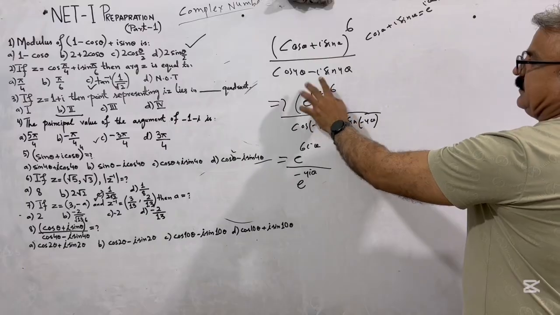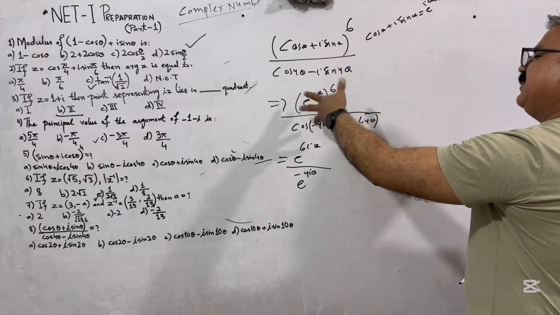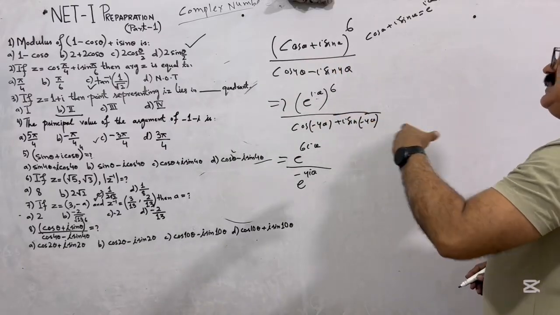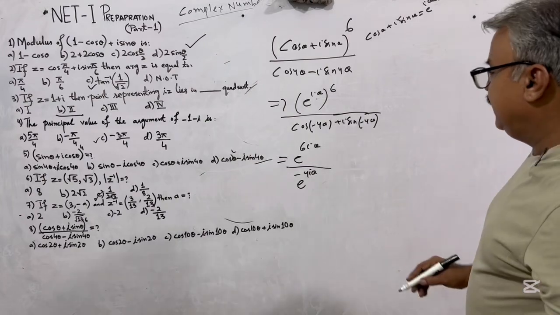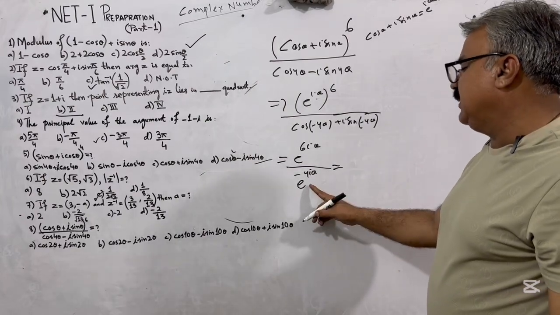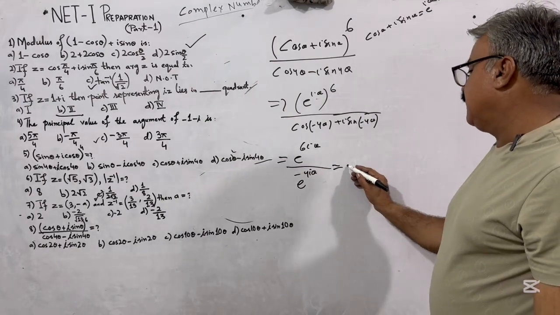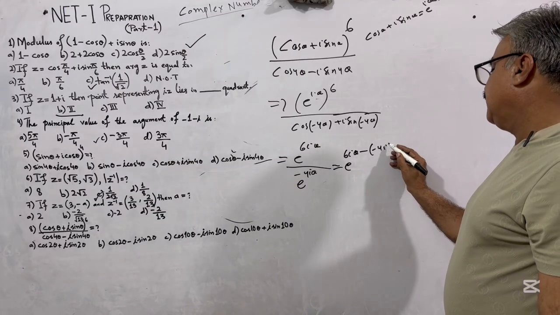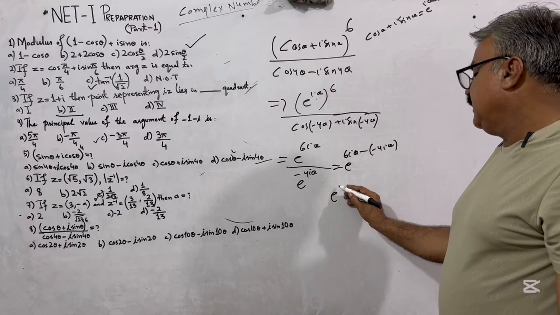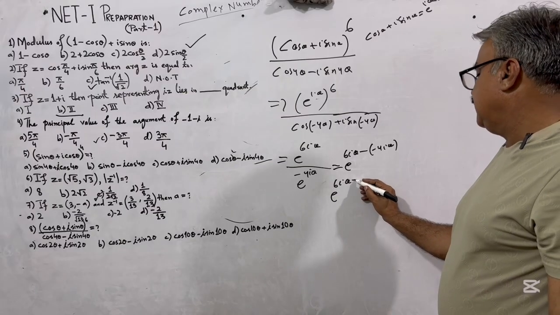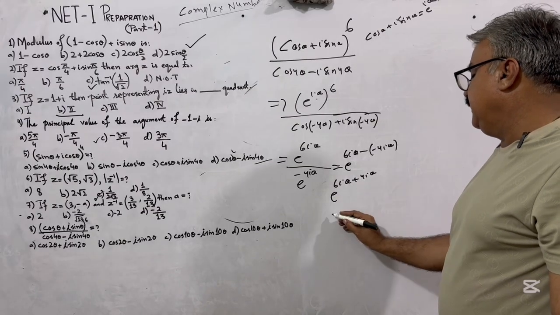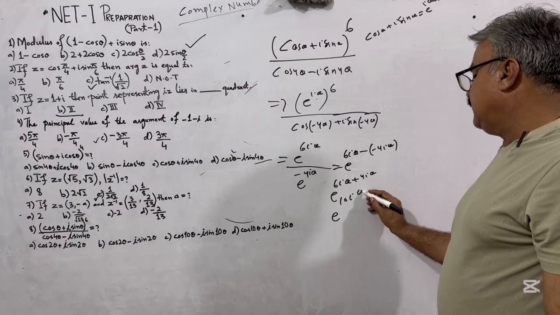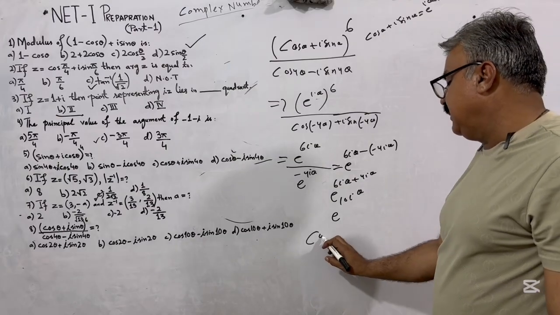It's an out of the box solution. It is tantamount to applying de Moivre's theorem. You can grapple the situation. Now, subtracting the lower power from the upper, we have 6 iota theta minus negative 4 iota theta. It will become e raised to 6 iota theta plus 4 iota theta, means e power 10 iota theta.